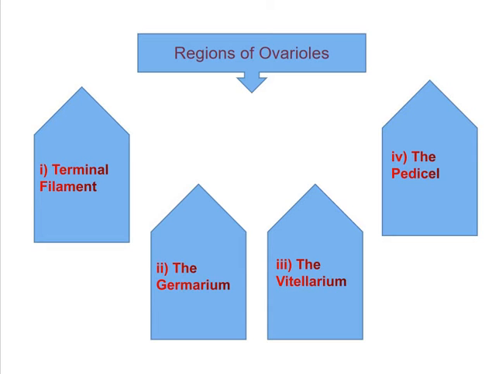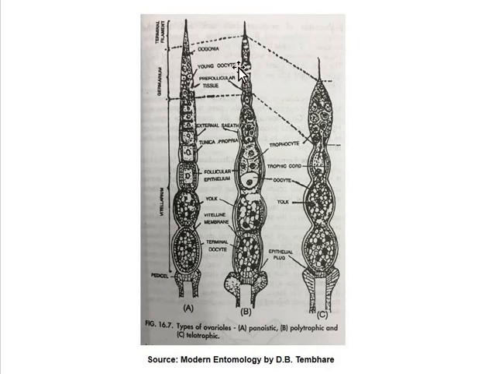You can see this in the diagram also. Here you can see this is the terminal filament. Here you can see the oocytes in different developing stages, and here you can see this part, it is nothing but the pedicel. So, these are the regions of the ovariole.